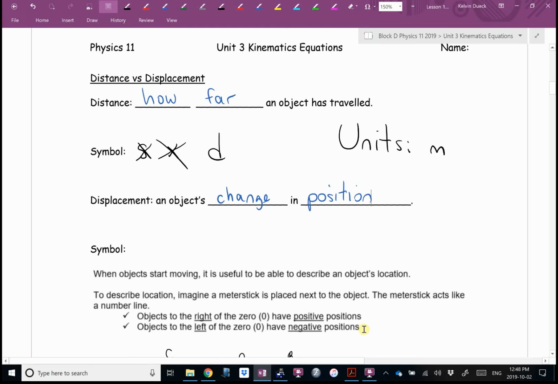Positive 1. Positive 1. Okay? That's my change in position. That's my displacement. Displacement doesn't care what you did in between to get there. It asks, where'd you start? Where'd you end up? What's your change in position?